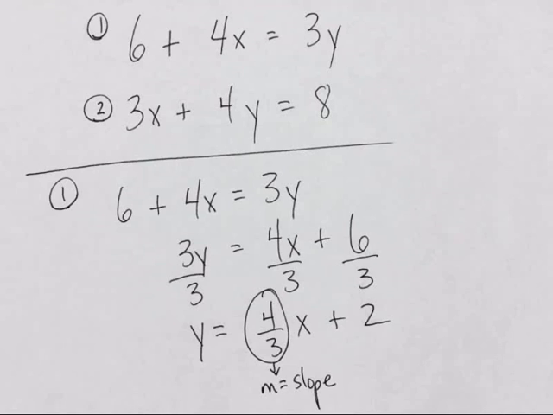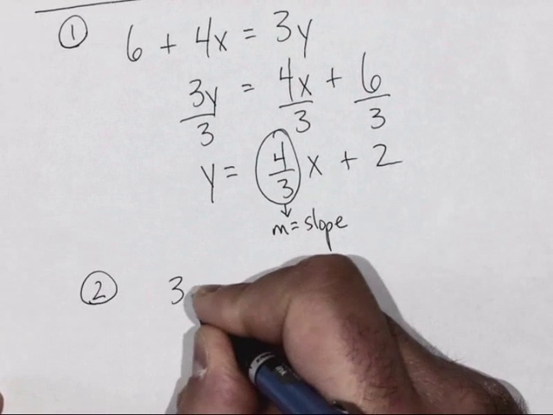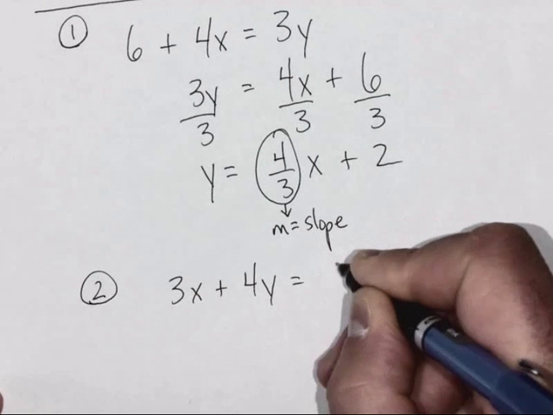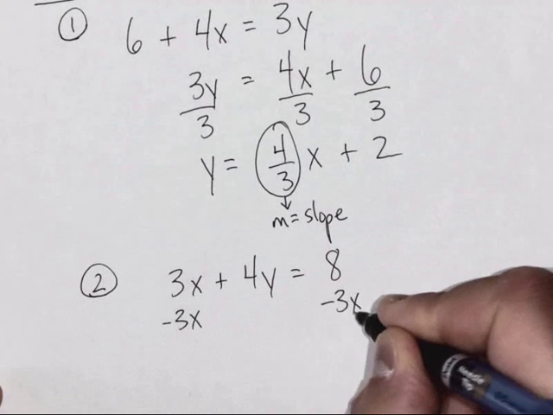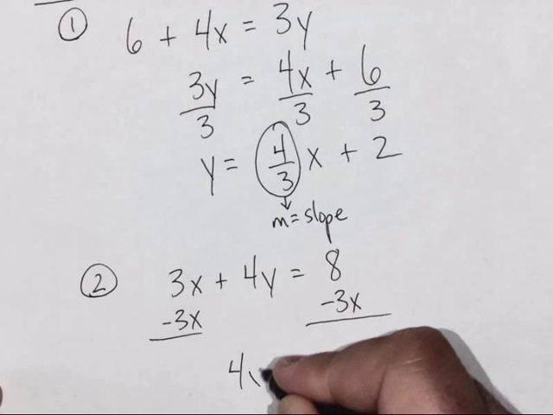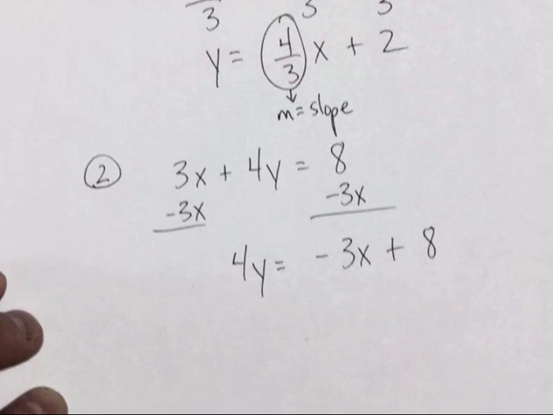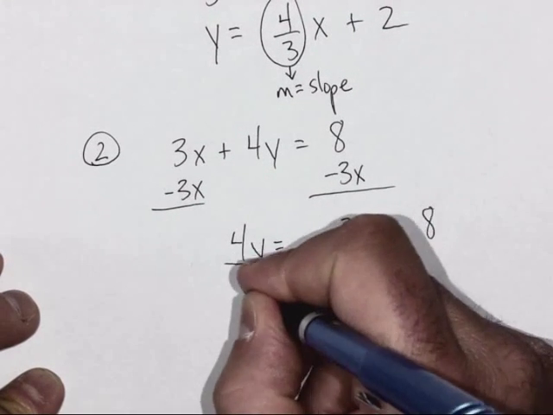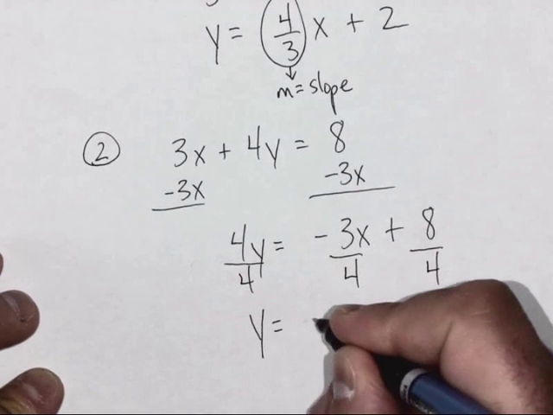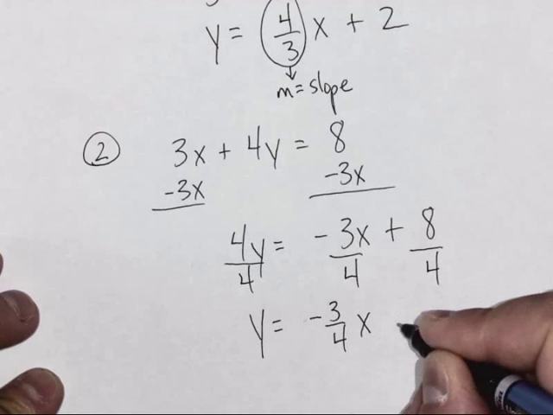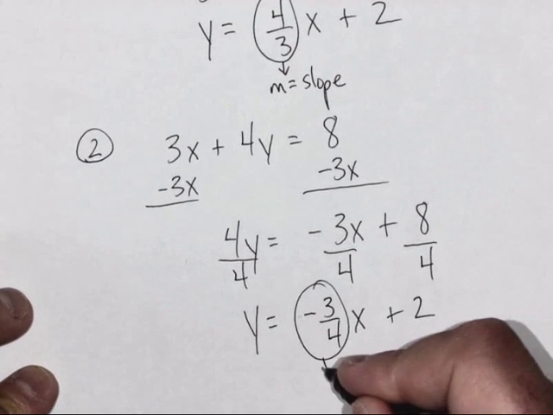Okay. Let's solve the second equation for y, putting it in slope-intercept form. So subtract 3x from both sides. So 4y equals -3x plus 8. Divide both sides by 4. Y equals -3/4 x plus 2. So the slope here is -3/4.